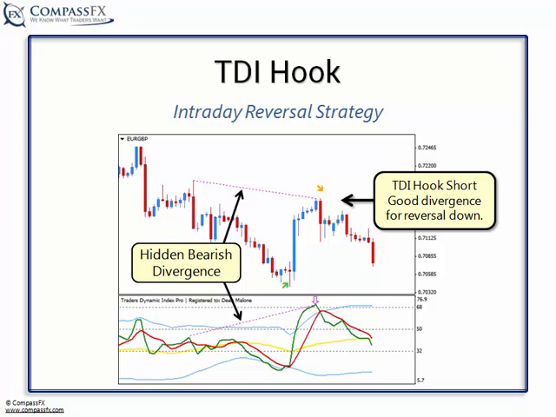In this case, we have hidden bearish divergence. Whenever you have dashed lines showing in the TDI and on price, this is hidden divergence. In this case being pink, it is hidden bearish divergence, and we're looking for the price to make a move to the downside.